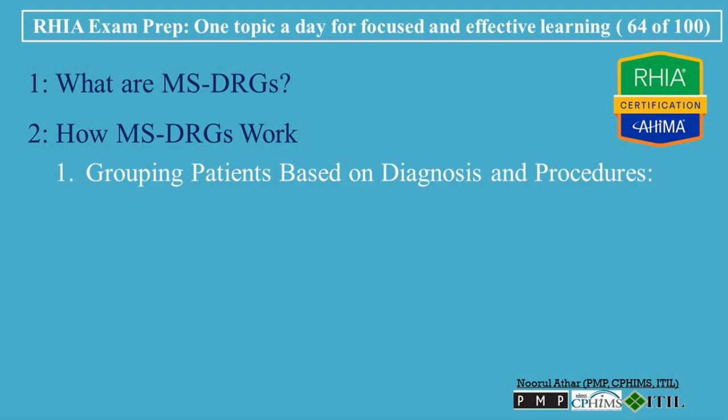1. Grouping patients based on diagnosis and procedures. The MS-DRG system assigns each patient to a specific group based on the principal diagnosis, which is the primary reason for the patient's hospitalization, as well as any secondary diagnoses or procedures performed during their stay. For example, a patient admitted for heart failure would be placed into an MS-DRG for that condition.